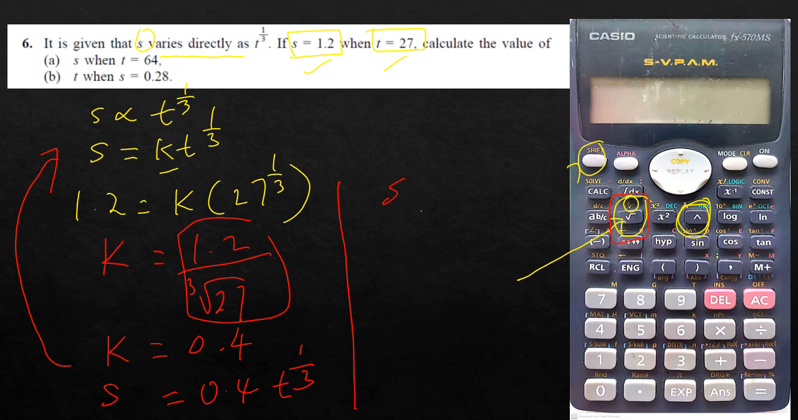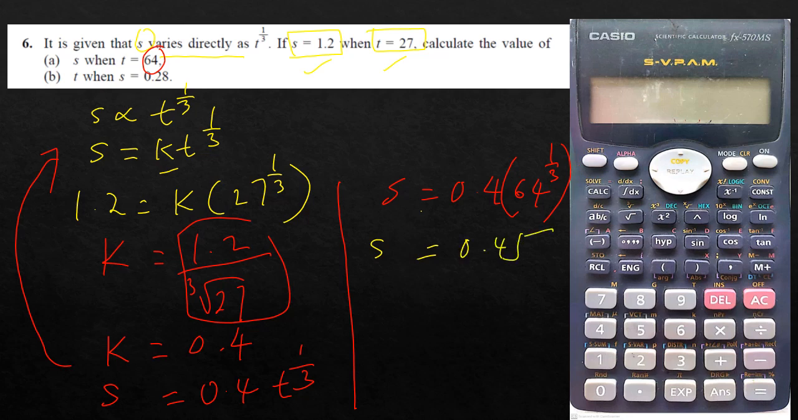So s equals 0.4 times your t, which is 64 power 1 over 3, and it is actually the cube root. So s equals 0.4 times the cube root of 64. This one also you can get in one step. Your answer is s is 1.6. Okay.